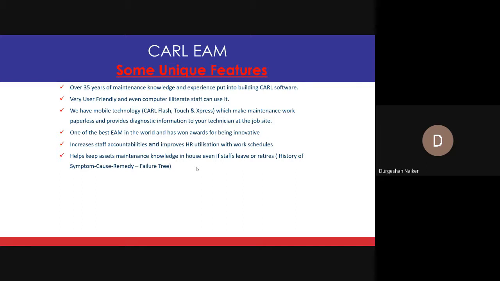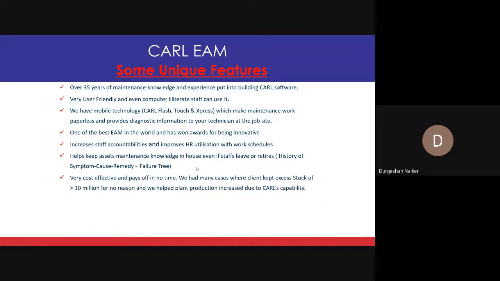It has also got something called symptom. What is the symptom? What was the cause? What was the remedy? Like a failure tree. Also, it is a very, very cost-effective system. It pays for itself in no time. Why do we say that? We have been working with some clients who are keeping over $10 million of stock. Now, CAL helps you reduce the unnecessary stock that you are carrying, because it knows what's moving and what's not moving. If you can streamline that, you will save money. And of course, it increases plant production.